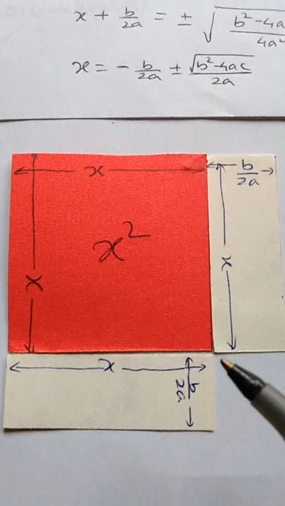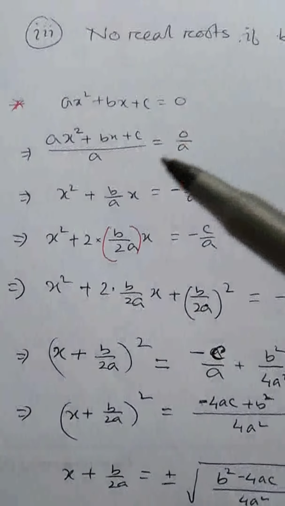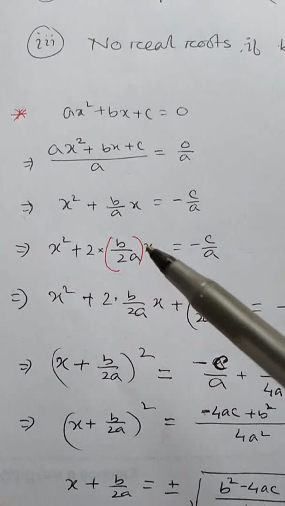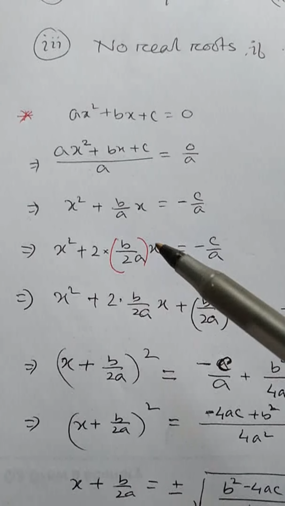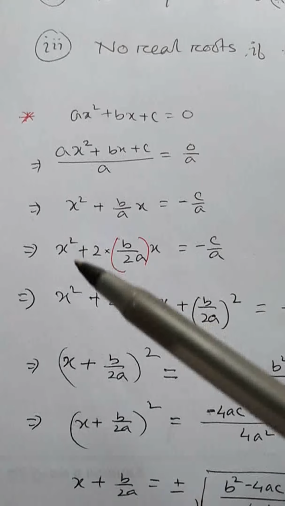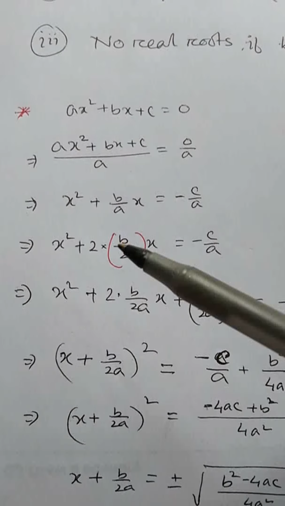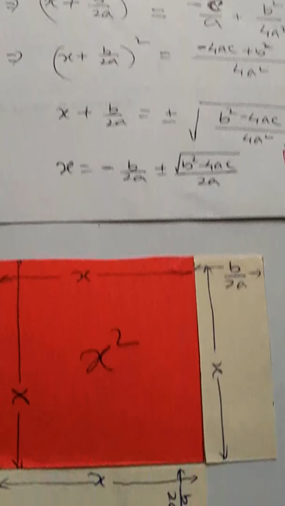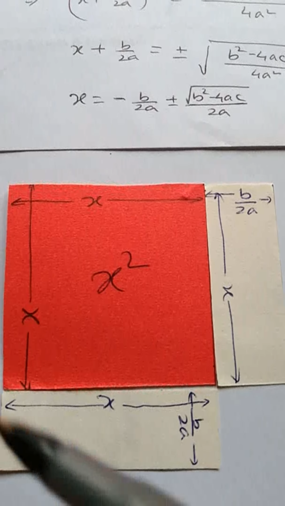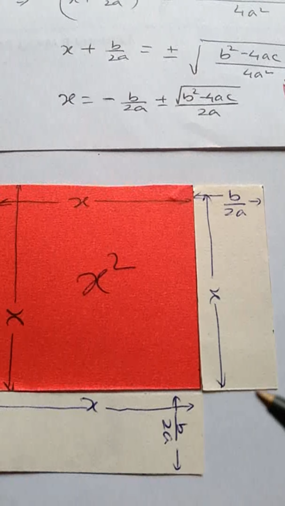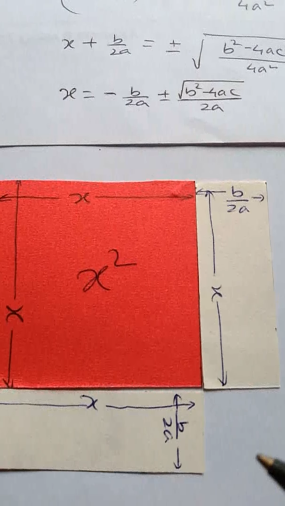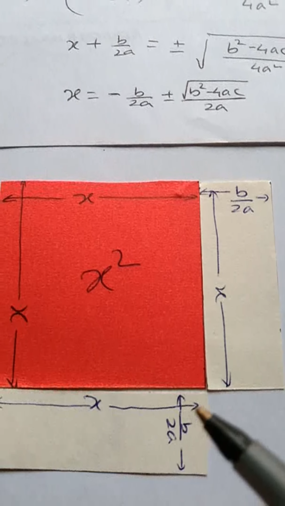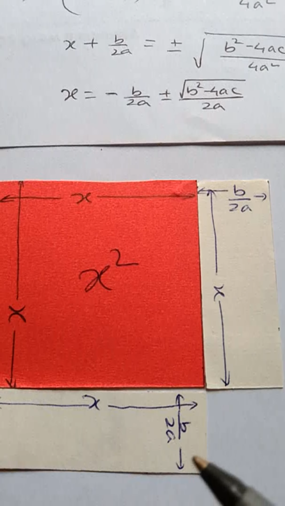Now this is the expression we have here, and this is the same expression, x square plus 2 into b by 2a into x. Now this part, along with this part, we have to do something so that this can be converted to x plus b by 2a whole square. So here we can convert this to one square by adding something here. So what is this? Actually this length is b by 2a. This is also the same b by 2a, which is half of b by a.